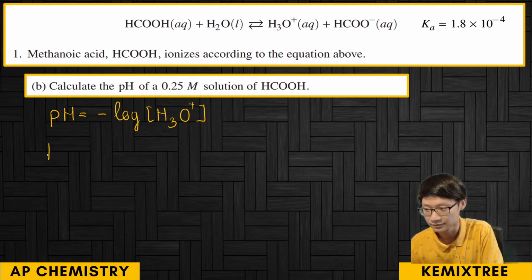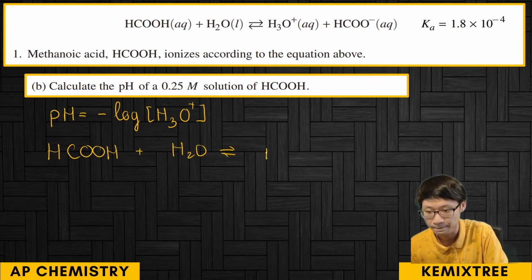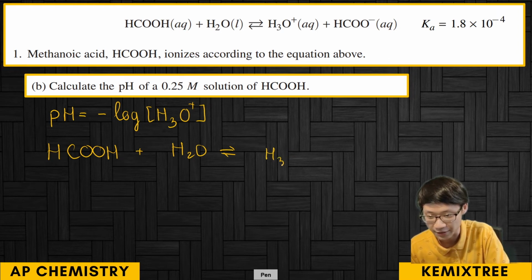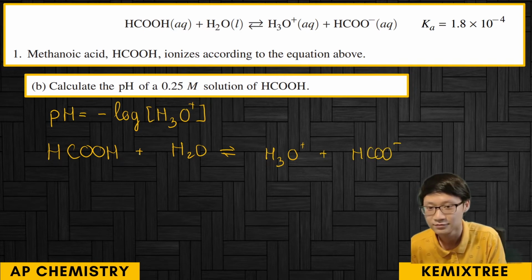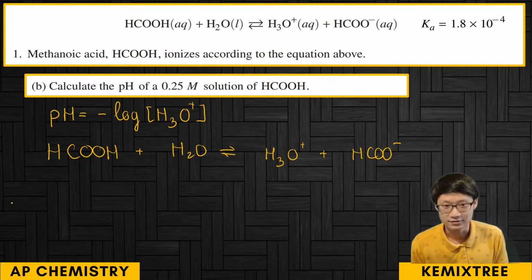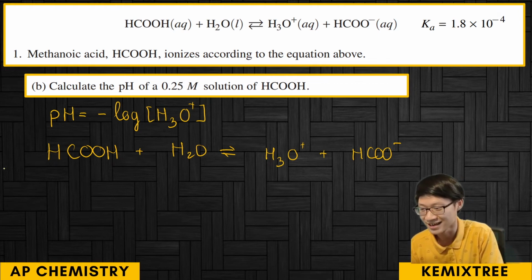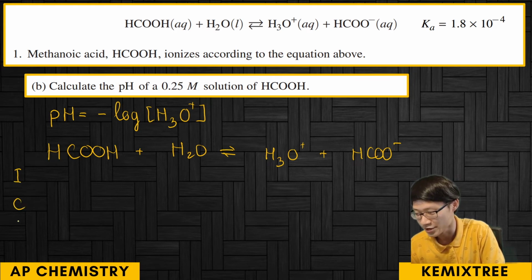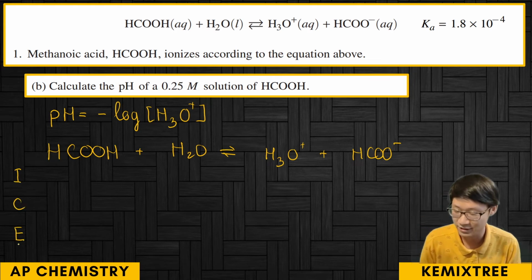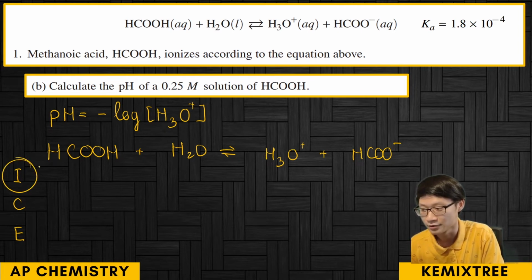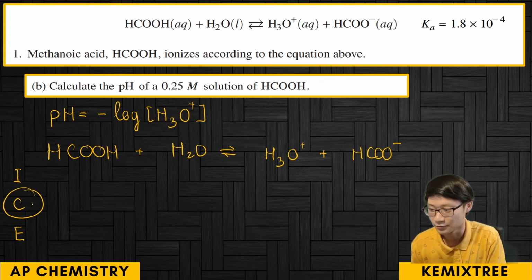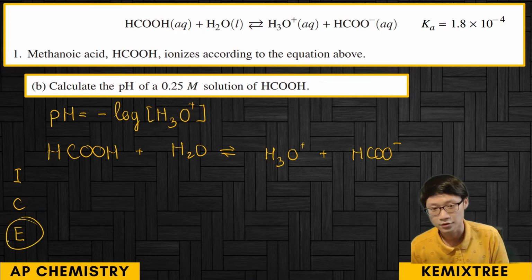In order to calculate, we're going to write the reaction once again like this, with hydronium ion here. Then we're going to take an ICE box here. This is a very simple technique to solve this problem. I stands for initial, C stands for change, and E stands for equilibrium.